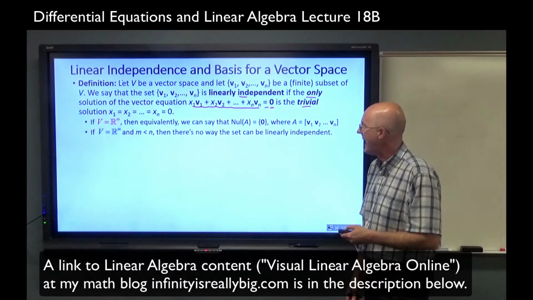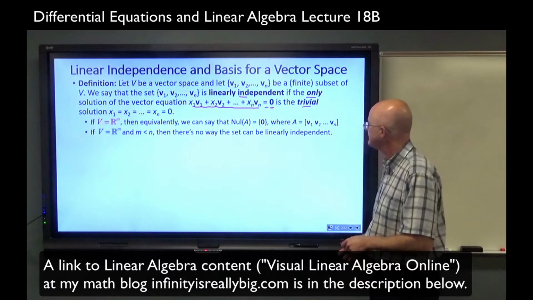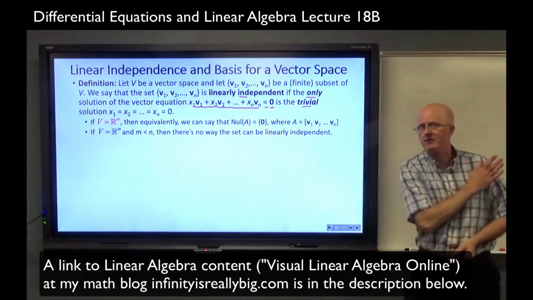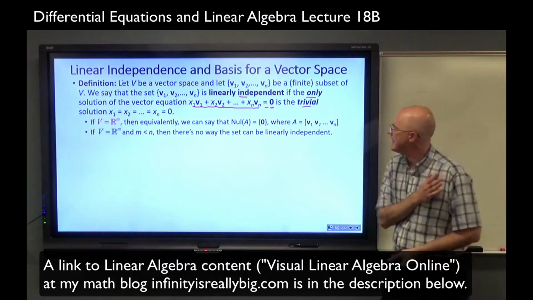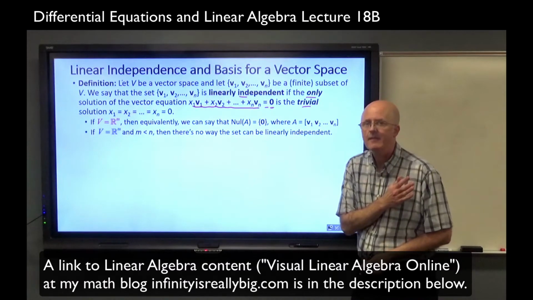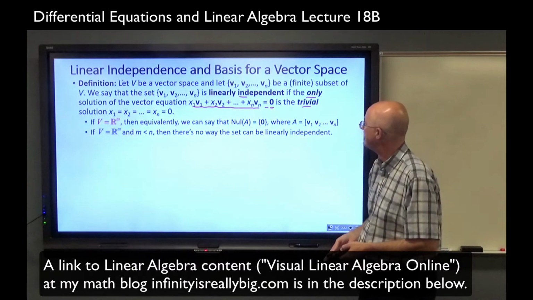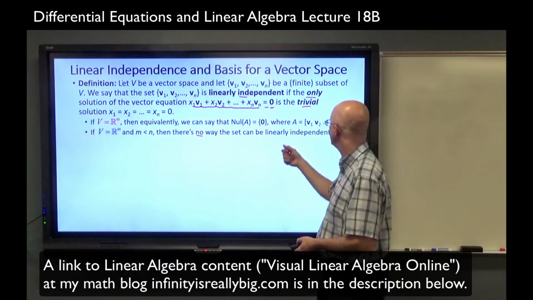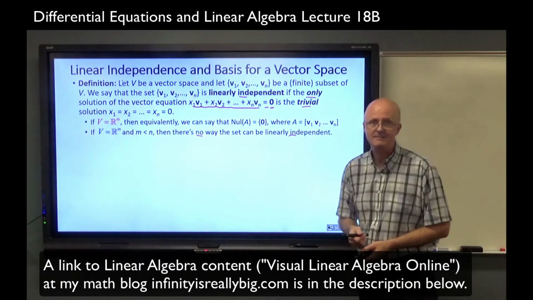If m happens to be less than n, if the dimension of these vectors is smaller than the number of vectors in Rm, then they will automatically be linearly dependent. There's no way for it to be linearly independent in that case.